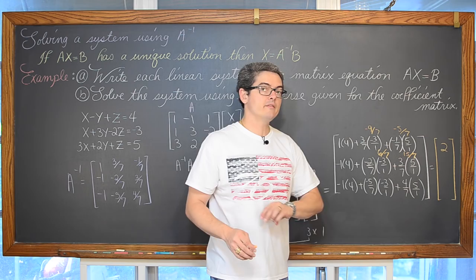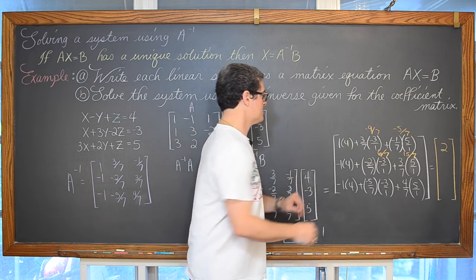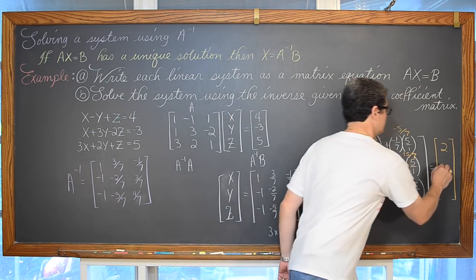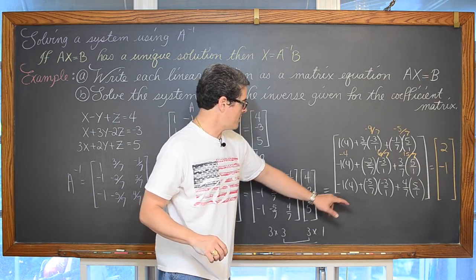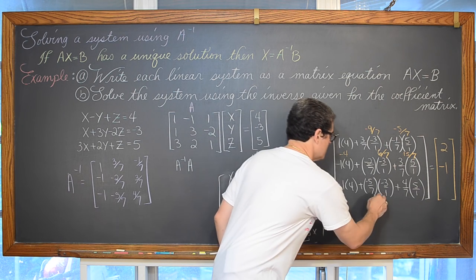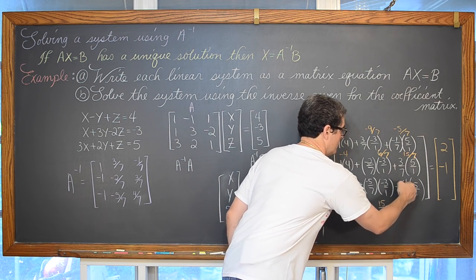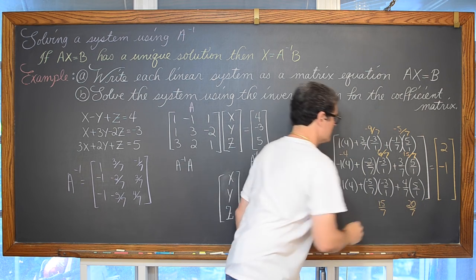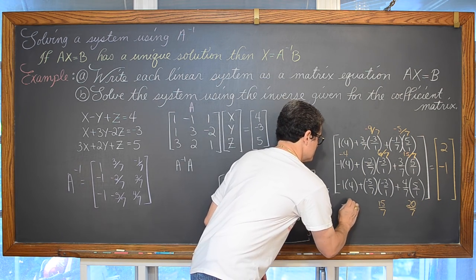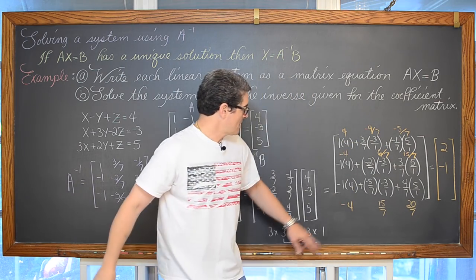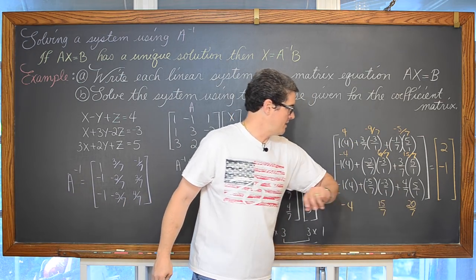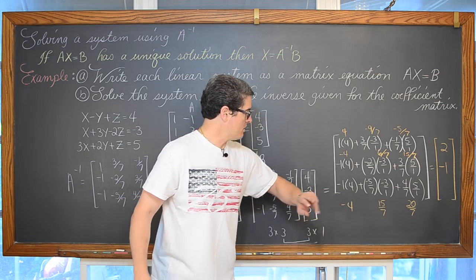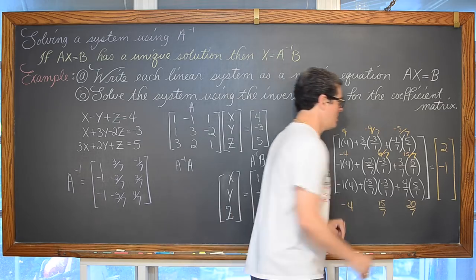21 over 7 is 3. And this is going to be negative 4. So negative 4 plus 3 is negative 1. And here we've got positive 15 over 7. And 20 over 7 and negative 4. And 15 and 20 is 35. 35 divided by 7 is 5. Negative 4 plus 5 is equal to 1.